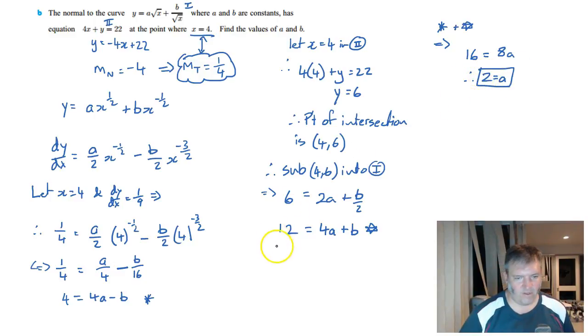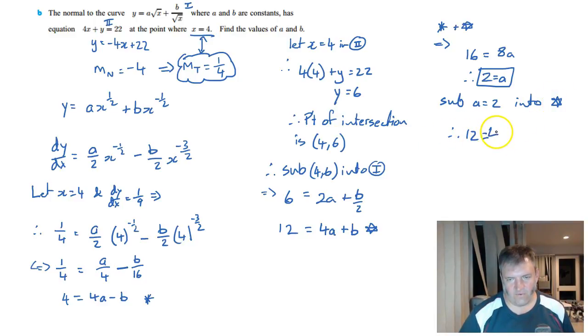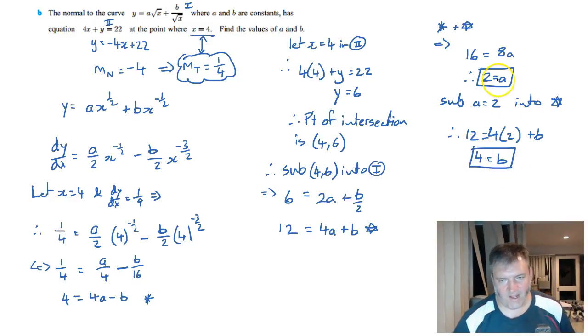I'm going to substitute that into equation star. So a equals 2 into the star equation. 12 equals 4 multiplied by 2 plus b. That's 8. Subtract 8 from each side, and I have 4 equals b. So the numbers we're looking for are a equals 2 and b equals 4.